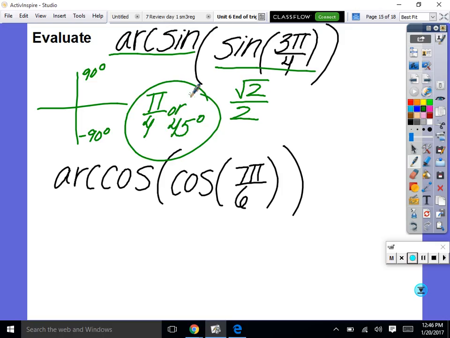I'll say on the test if I care. If I don't say, just put both. But I think I do say in radians or in degrees.